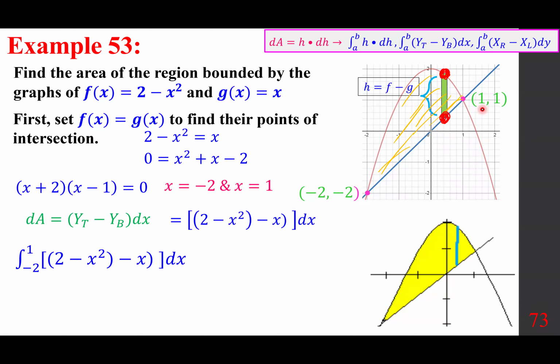This is 2x minus 1/3 x cubed minus 1/2 x squared, going from -2 to 1. I'm going to leave it for you to come up with 9/2. You plug in 1, you plug in -2. You should have no problem getting the answer, everybody. So I'm going to leave it for you to come up with the answer.